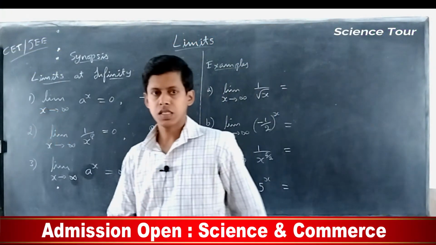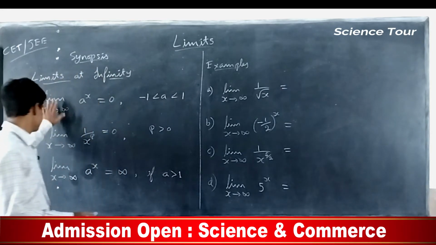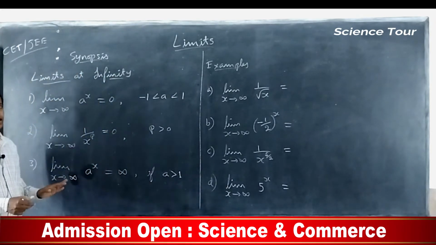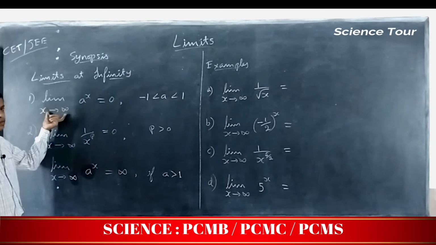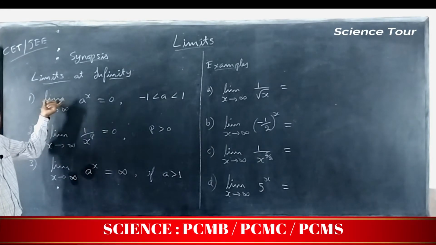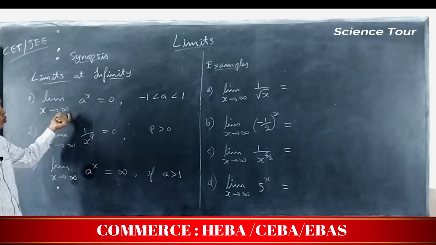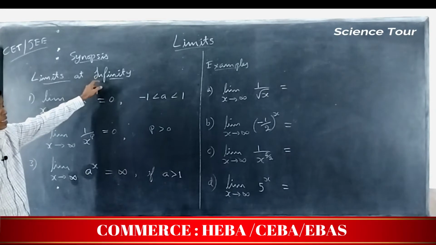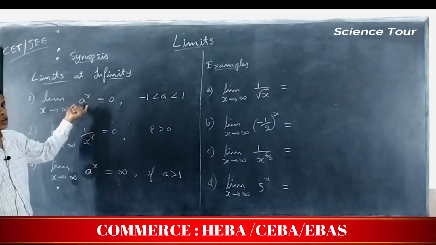Look at the limits at infinity now. I have listed totally 3 formulas here. We have a few more which we will see later. But for the time being, just remember the limit of a raised to x as x tends to infinity. So if x tends to infinity, what is the limit of a raised to x?